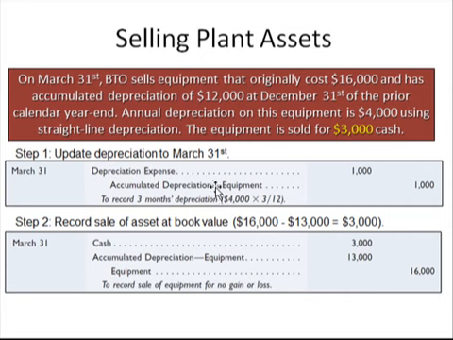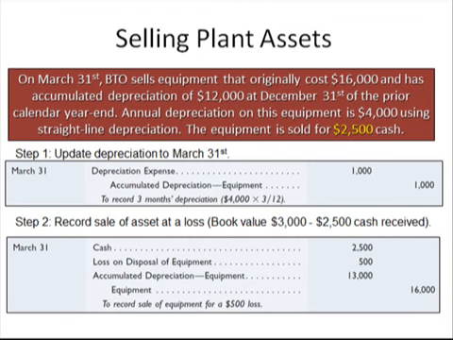Debit depreciation expense, credit your accumulated depreciation for $1,000, and then don't forget to add that $1,000 into the 12,000 of the accumulated depreciation to get your new balance of $13,000. Now the book value becomes $16,000 minus 13,000 equals $3,000. They're selling it for $3,000, so there's no gain or loss. Debit your cash for the cash that you get, debit your accumulated depreciation for $13,000, and credit your equipment for the $16,000. No gain, no loss.